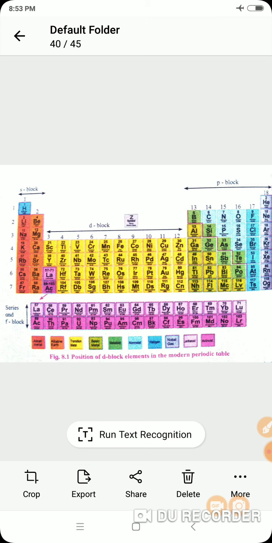All the elements are divided into four blocks: S block, P block, D block and F block. S block is present on the left hand side of the periodic table. P block is present on the right hand side. D block is placed in between the S and P block, and F block is present at the base of the modern periodic table. All the transition elements are present in the D block, indicated by the yellow color boxes.